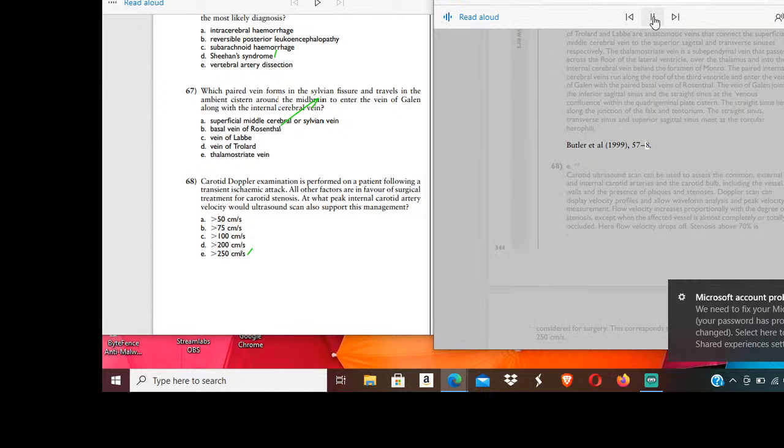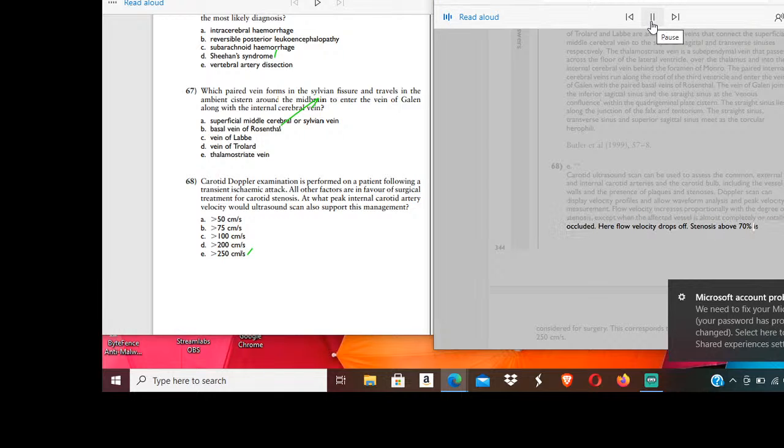68E. Carotid ultrasound scan can be used to assess the common, external and internal carotid arteries and the carotid bulb, including the vessel walls and the presence of plaques and stenoses. Doppler scan can display velocity profiles and allow waveform analysis and peak velocity measurement. Flow velocity increases proportionally with the degree of stenosis, except when the affected vessel is almost completely or totally occluded. Here flow velocity drops off.